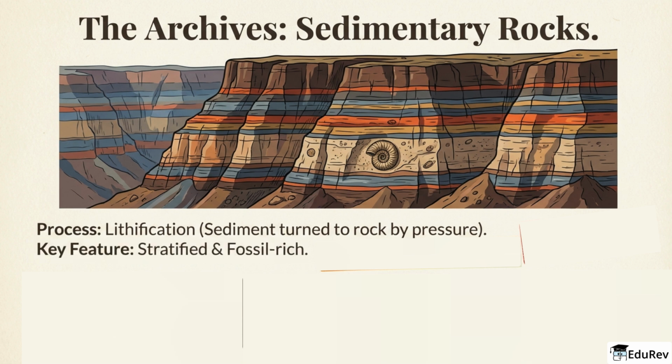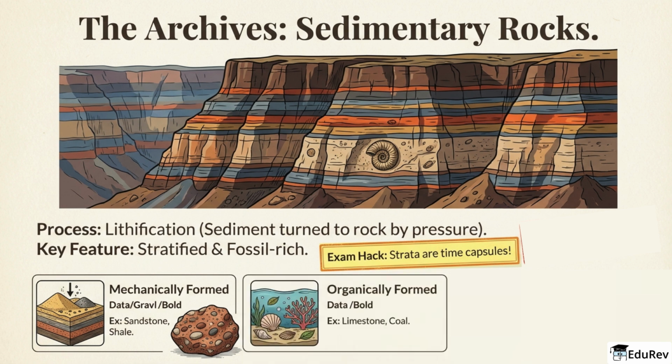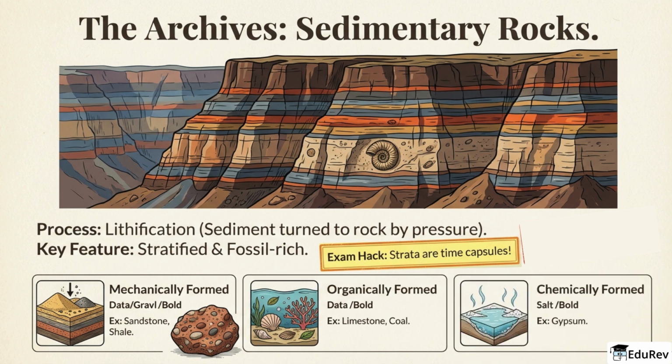Key feature: stratified and fossil-rich. Stratified means layered, and the exam hack line is important. Strata are time capsules. Layers are basically a record of changing environments over time. Now the slide classifies sedimentary rocks into three buckets. Mechanically formed, with examples sandstone and shale. Organically formed, with examples limestone and coal. Chemically formed, with example gypsum.